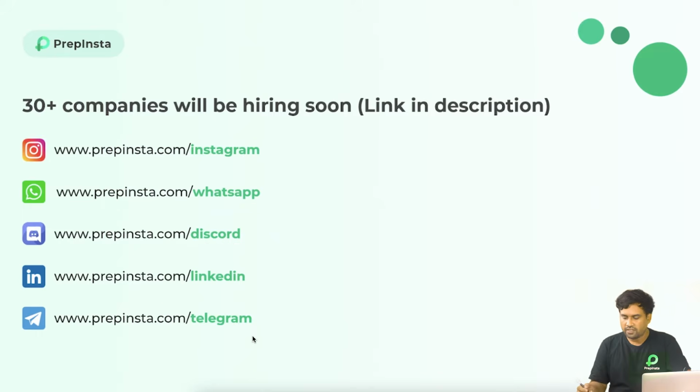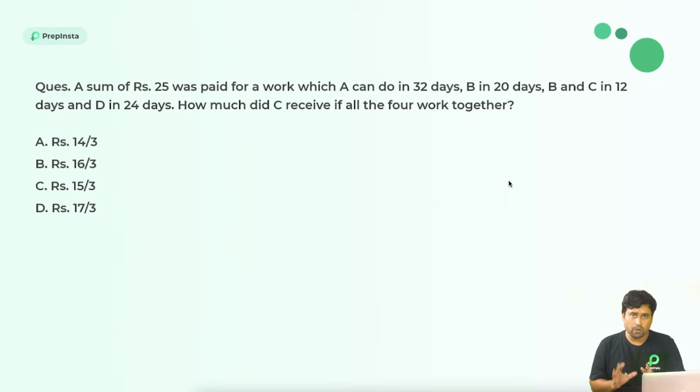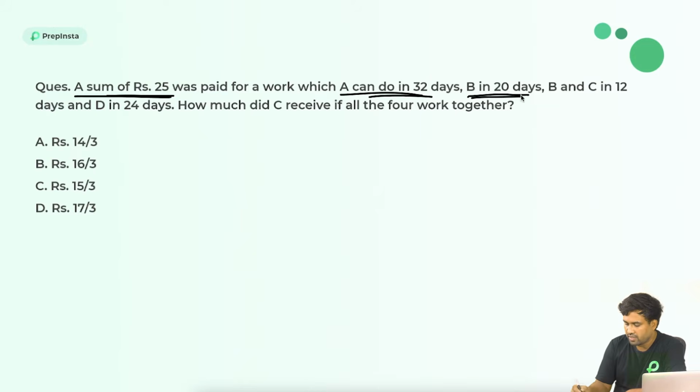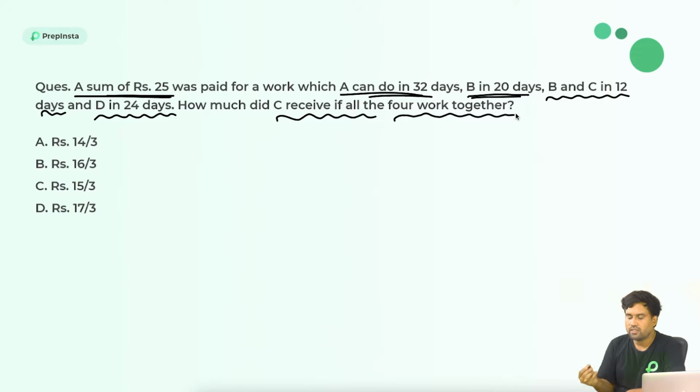So without any further delay, let's get started with our very first question. Try to pause the video and solve it on your own first, then look into the explanation. Okay, just look into the question now. A sum of 25 rupees was paid for the work which A can do in 32 days, B in 20 days, B and C in 12 days and D in 24 days. How much did C receive if all the 4 work together?